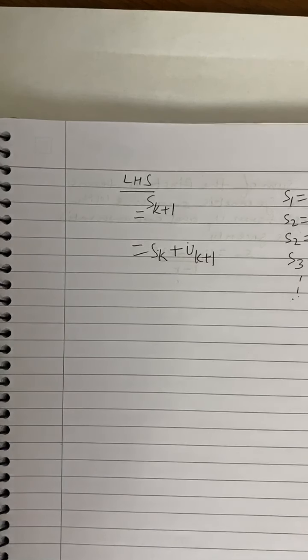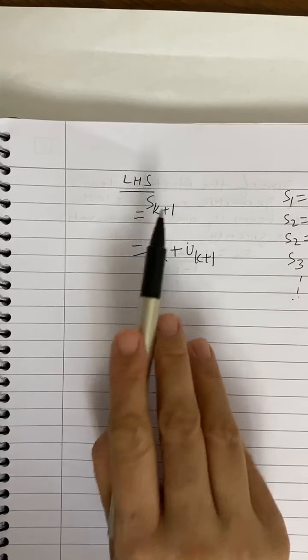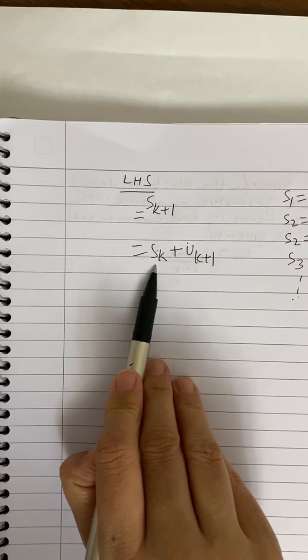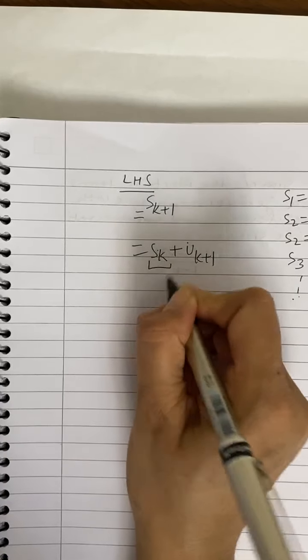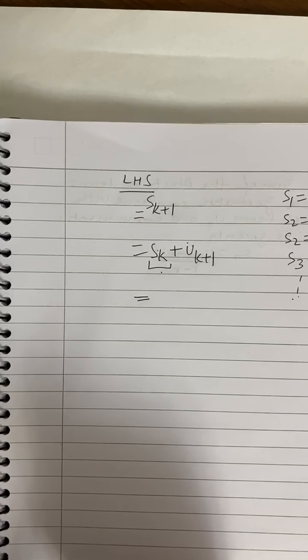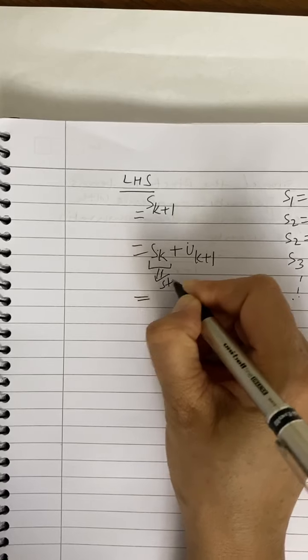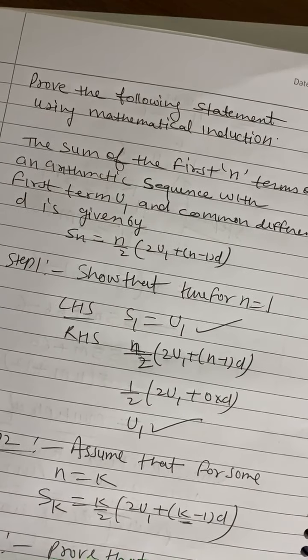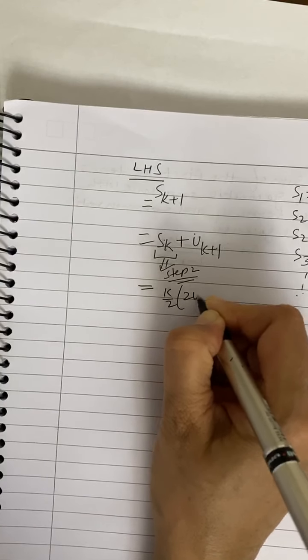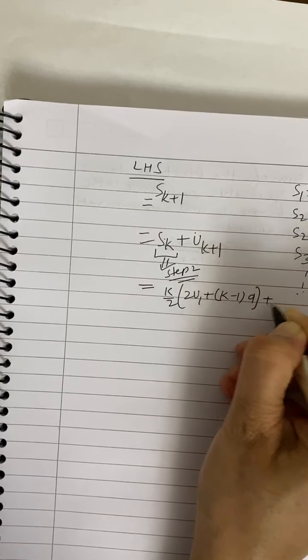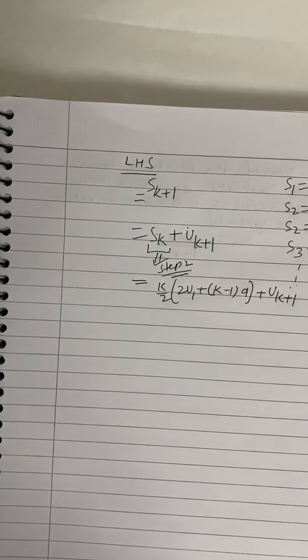This is a very important step. Whenever you have S(k+1), you write it as Sk plus u(k+1), because S(k+1) is the sum of k plus 1 terms, which is the same as the sum of k terms plus the (k plus 1)th term. Now this Sk we can find from step number 2: Sk is equal to k over 2 times (2u1 plus (k minus 1) d). I'm going to replace that here, so we get k over 2 times (2u1 plus (k minus 1) d), and then plus u(k+1). Now we need to replace this u(k+1).